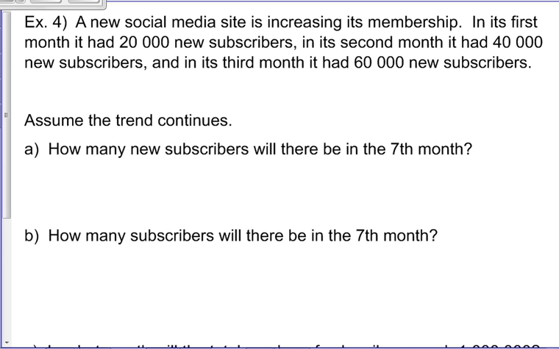So a new social media site is increasing its membership. In its first month, it had 20,000 new subscribers. So that means by the end of the month, it reached 20,000 new subscribers.